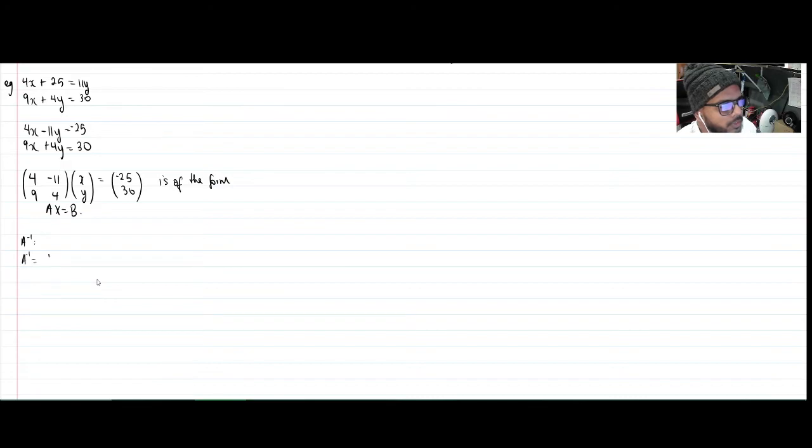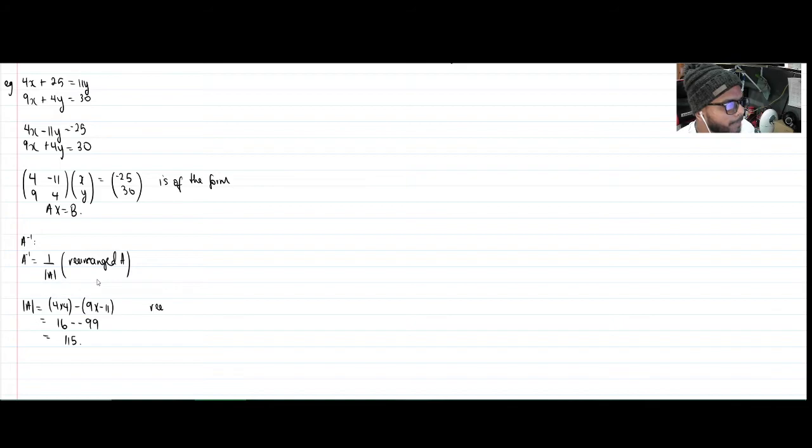A inverse is 1 over the determinant of A multiplied by the rearranged A. The determinant of A is my leading diagonal, which is 4 by 4, take away my other diagonal, which is 9 by minus 11. This is 16, take away negative 99. 16 plus 99. Check it in the calculator: 115.